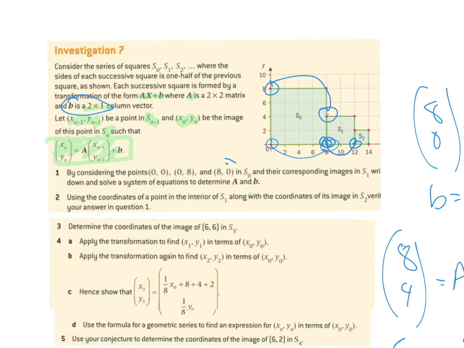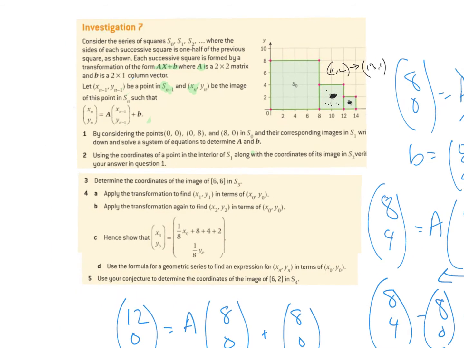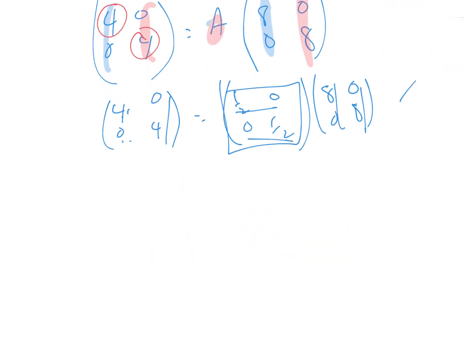Okay, so now let's keep on going here. So it then says in number 2 to use the coordinates of the point of S1. So a coordinate in S1, here's S1, here's a nice point. We could use any point. We could use this one, this one, this one, any point we want. That's a nice easy one, 10, 2. And that's going to go to this one here in the middle. Every point corresponds. So 10, 2 goes to 13, 1. And so we're going to test our matrix and see if it works.